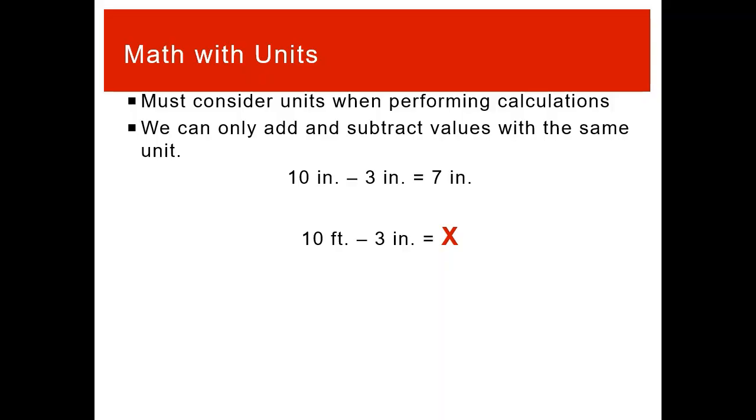So addition and subtraction have a pretty hard and fast rule. You can only add and subtract values with the same unit. So 10 inches minus 3 inches gives you 7 inches. 10 feet minus 3 inches doesn't give you 7 of anything. In order to do that, the units need to be exactly the same, and then you can just do the arithmetic as you would see fit, and the units don't change.